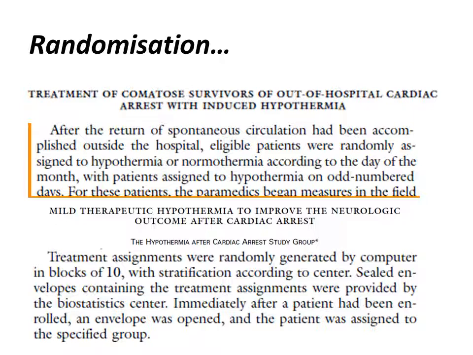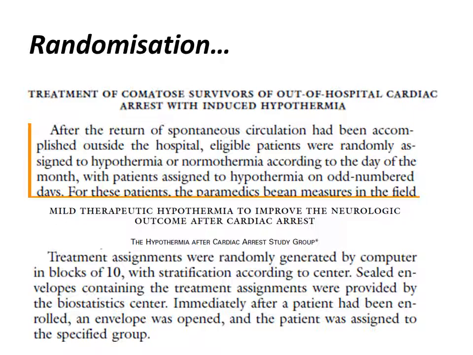If you look at the next section, the hypothermia after cardiac arrest study, treatment assignments were randomly generated by computer in blocks of 10 with stratification according to the center. I'll come to what stratification means, but the treatment assignments here were generated by a computer, so nobody had any idea which group the patient was going to go into, and presumably the allocation of the next patient to whatever group was concealed as well.